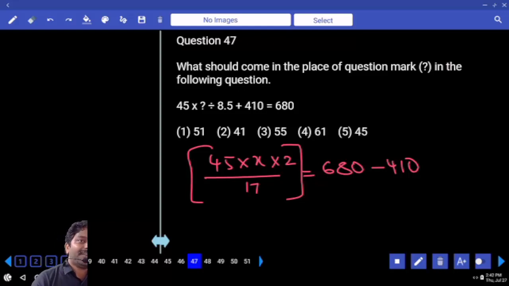First number 45. Is it 17 multiple? Last number 2. Is it 17 multiple? Then x must be 17 multiple. 17 multiple. How many are there? Only one. 17 3 is 51.